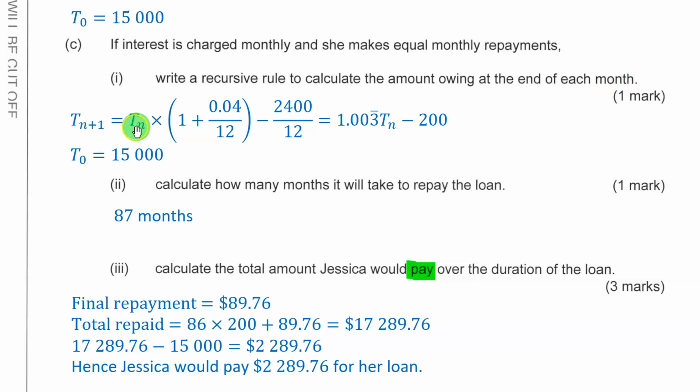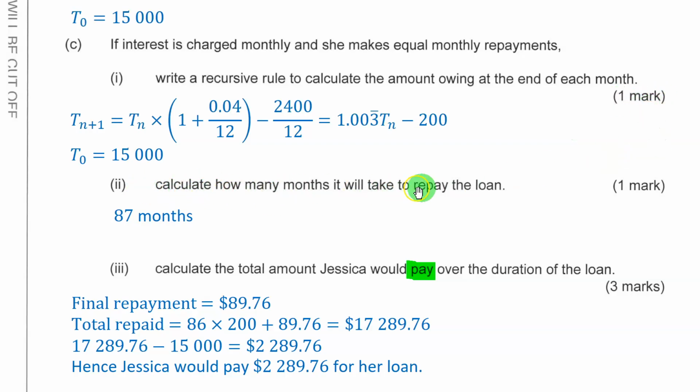So write a recursive rule to calculate the amount owing at the end of each month. And here we go. The next one is the one before. Now we've got to adjust the interest rate from 4% a year to 4% divided by 12, that is a monthly multiplier. Add it to 1. And then here's the repayment of 200 that we've got to take off. So when we turn 4% and divide it by 12, we end up with 0.003 recurring. So the little bar above the 3 is important there. And the initial amount is 15,000. Again, only 1 mark for this. It's bad news, isn't it? We're doing all this work and really not getting paid for it.